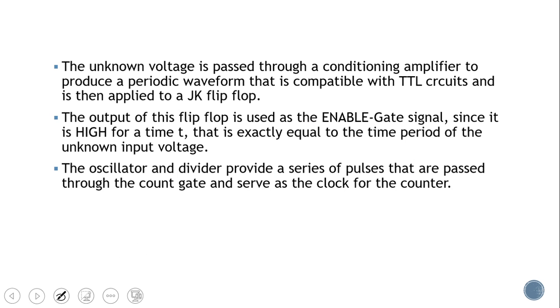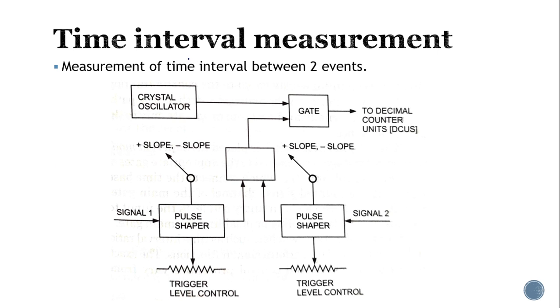Next we have to find out the time interval measurement. How do you measure the time interval between two events? Or in other words, how do you find out the phase difference between two signals? Suppose signal 1 is the leading signal and signal 2 is the lagging signal. We have placed a circuit. This is your signal generator.